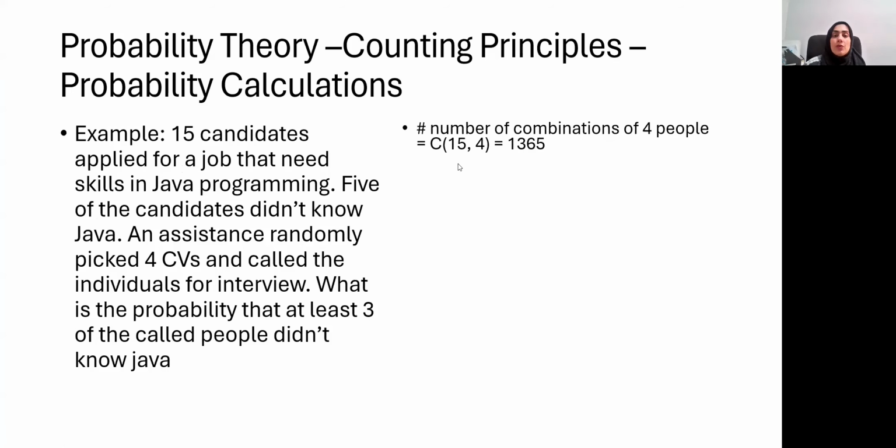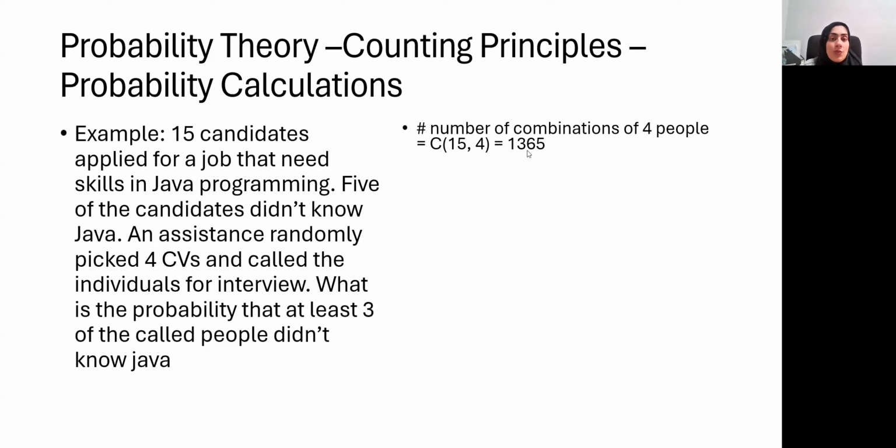And so we need to find out the total number of combinations which are possible when we have to select 4 from 15 items, 15 of these candidates, irrespective of whether they know Java or not. Any 4 people from this group. So it's going to be, we choose 4 from 15, we get this value, which is 1,365.